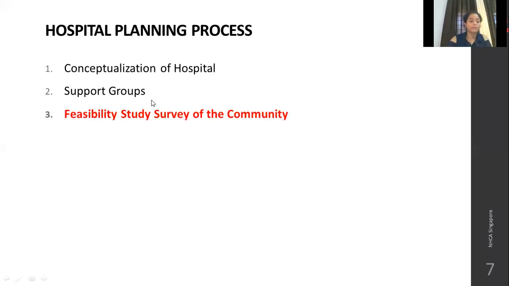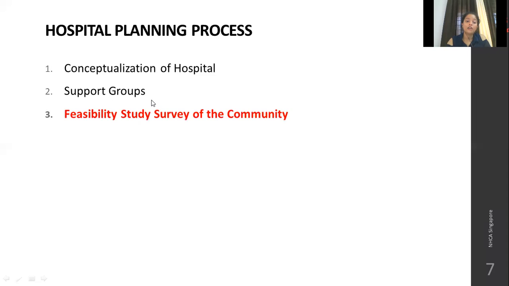Support groups. Here, in search of like-minded people, discuss the project and convince them to be a part of this visionary hospital. Some people may get ready to join hands and heads to complete the project. So this is where you find the support groups. You find funding agencies. You find people who want to support you in making your conceptualization into practical reality.